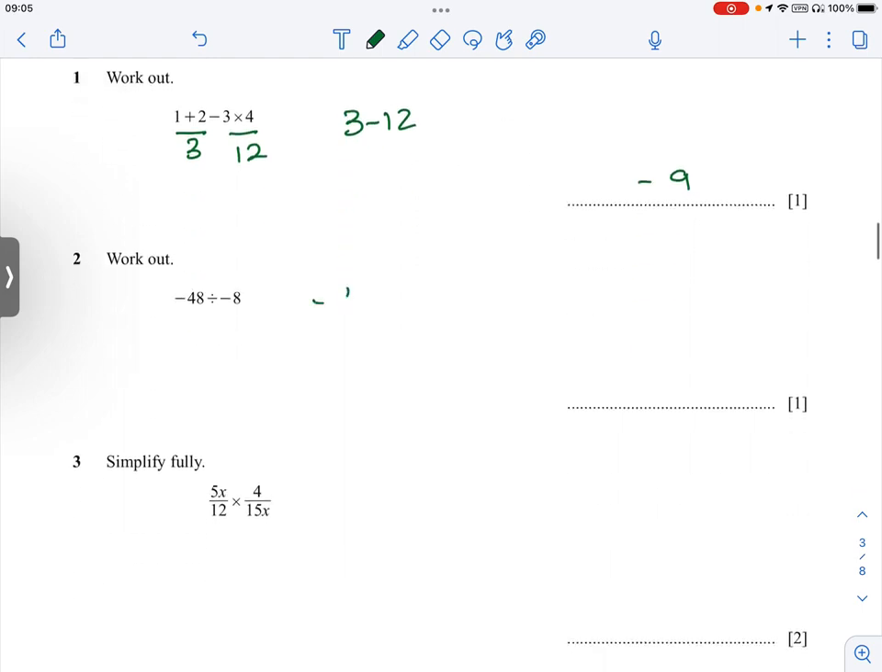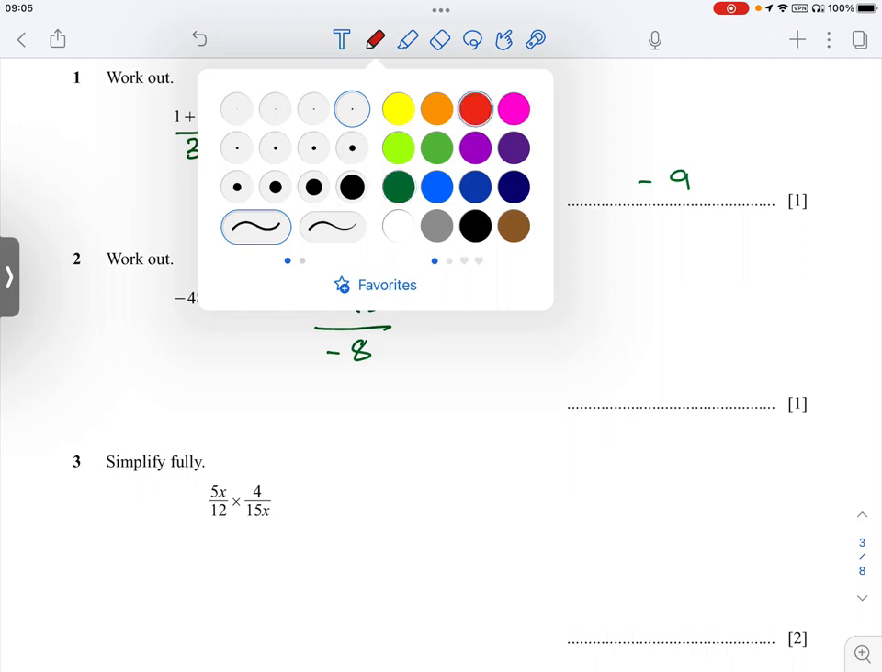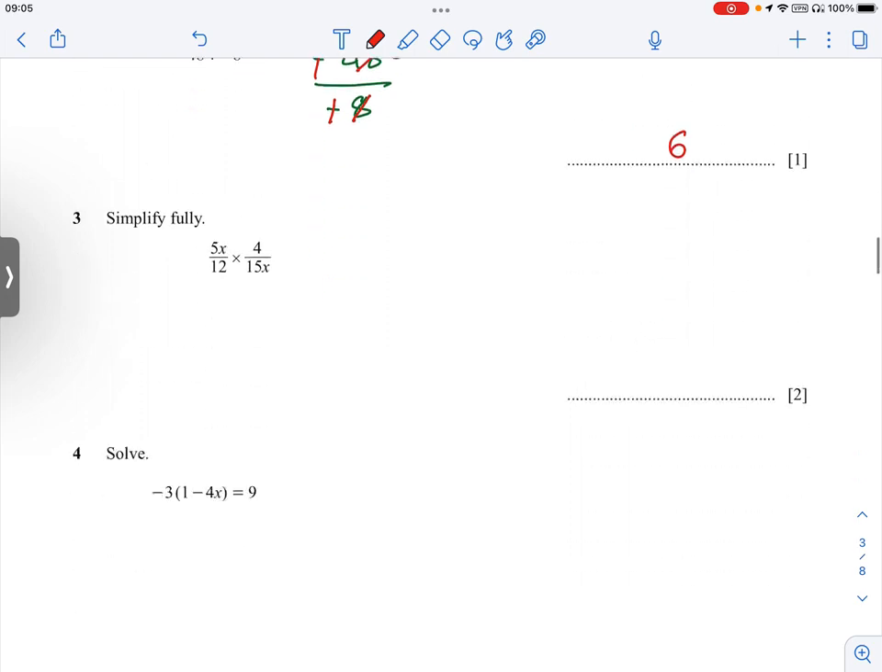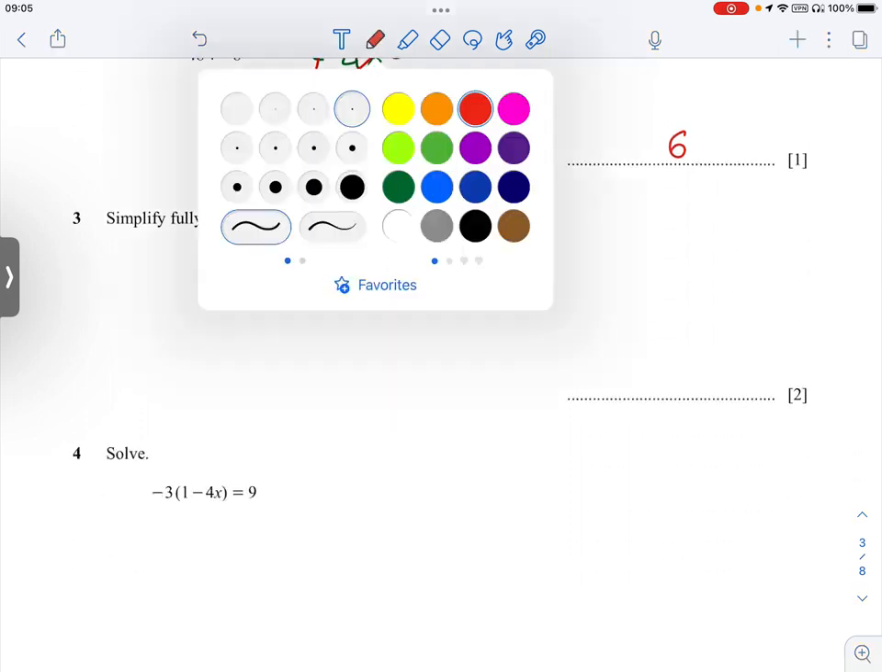Next one is negative 48 divided by negative 8. We can see that negative and negative cancel. 8 times 1, 8 times 6. So the answer is 6. The next question, question number 3.